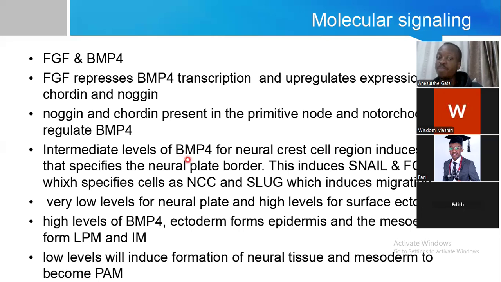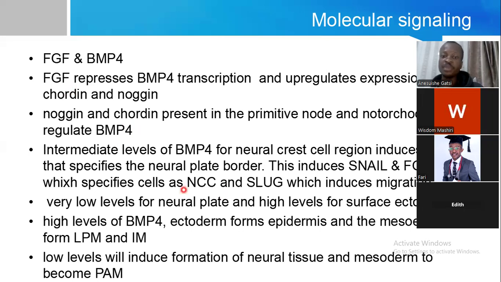But for all this to happen, the background is that we need noggin and chordin. And for us to have noggin and chordin that regulate your BMP4, you need to have fibroblast growth factors. And those fibroblast growth factors are being expressed by your primitive streak cells, where the cells were invaginating, right?